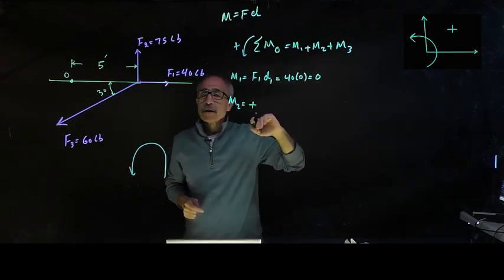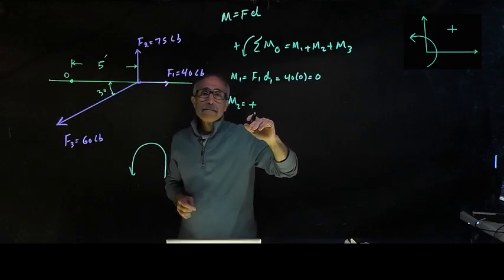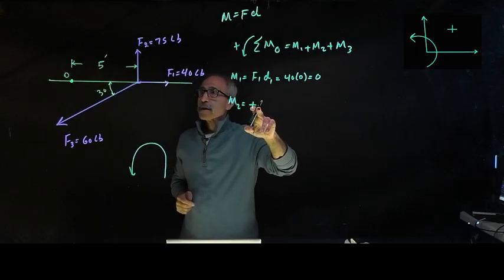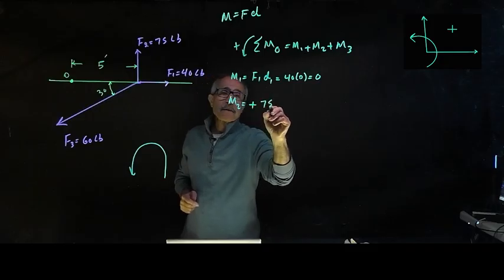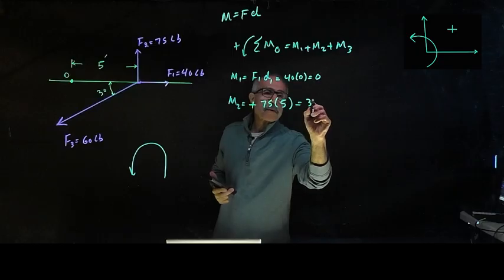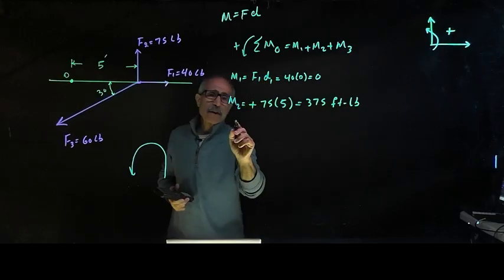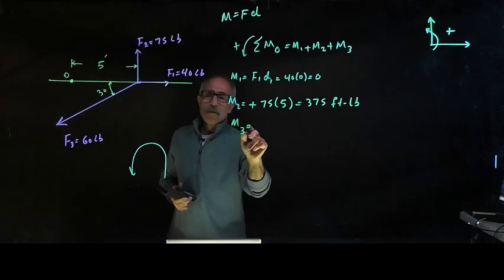We have our sign up there. So now we're going to say 75 times 5, and that's equal to 375 foot-pounds.